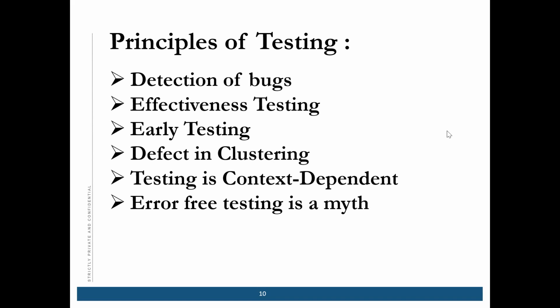When we are testing an end-to-end system, in that software there will be multiple modules. In a complicated module there will be more defects, and in an easy module there will be fewer defects. For that, they have given the pesticide paradox.